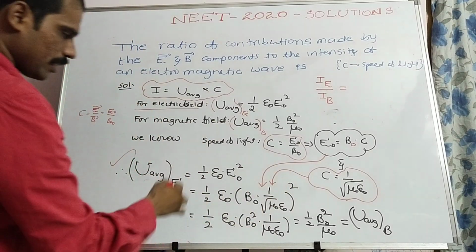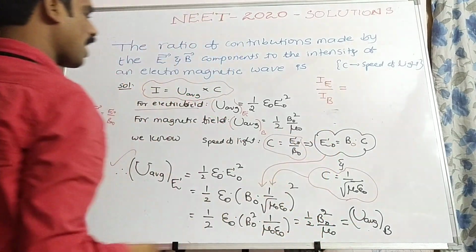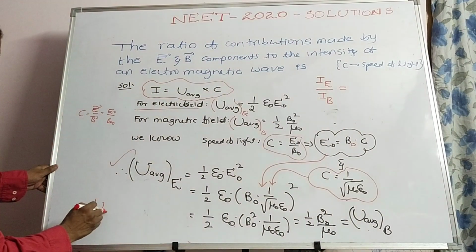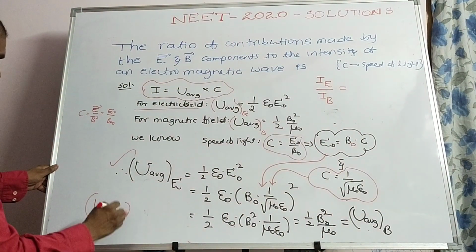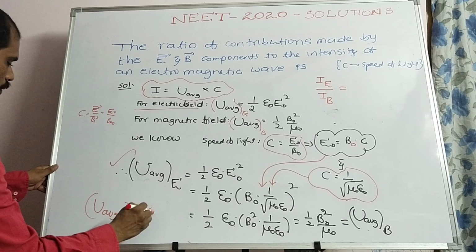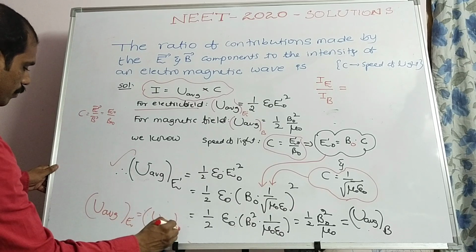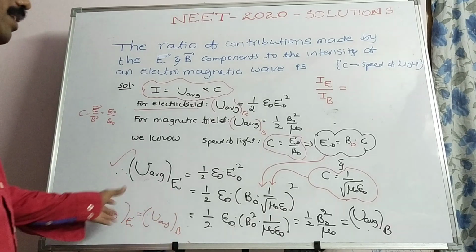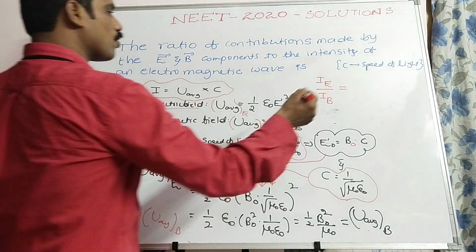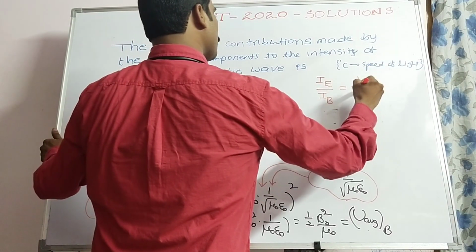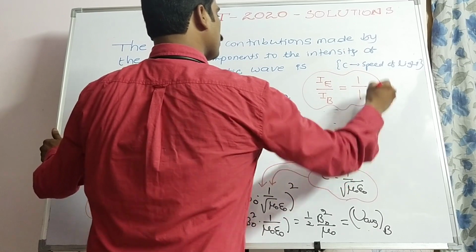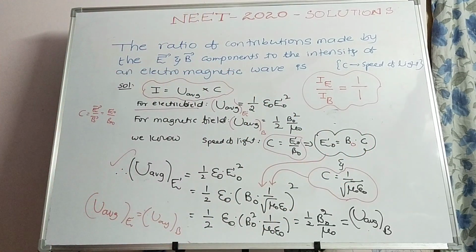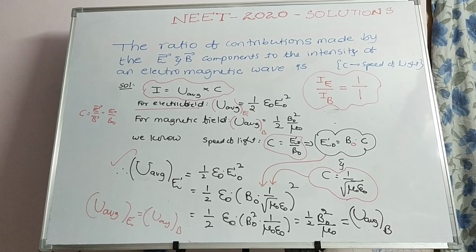Finally, by solving this one, we get U average, the average energy of electric field, is equal to the average energy of magnetic field. So intensity also becomes 1 by 1. The ratio will be 1:1, we have to take. Okay.